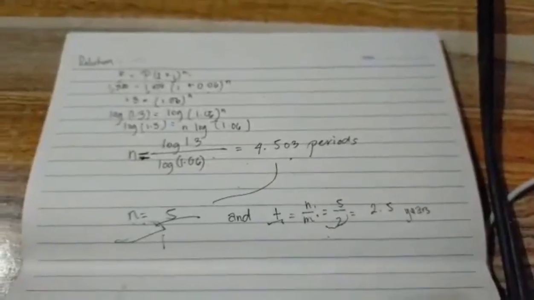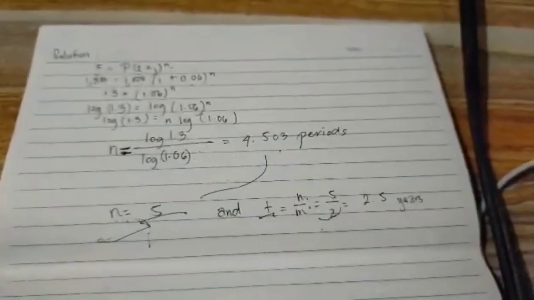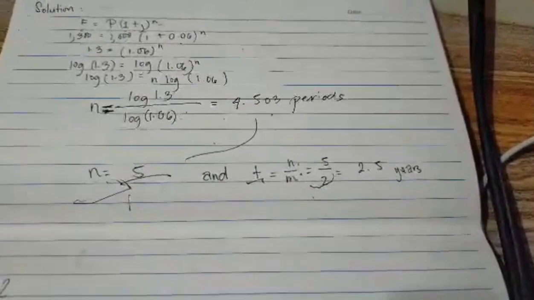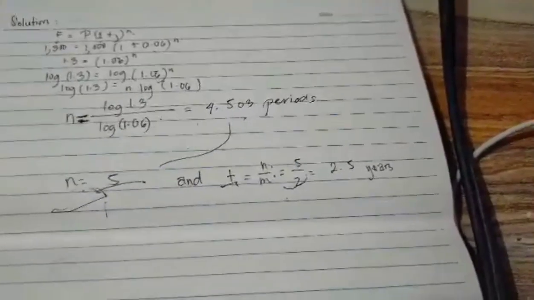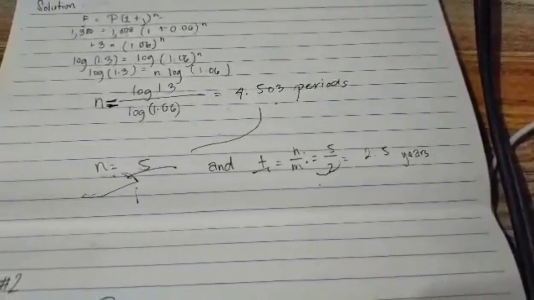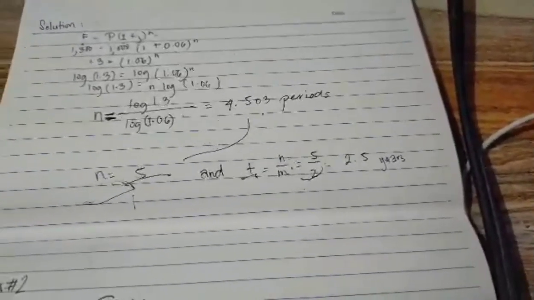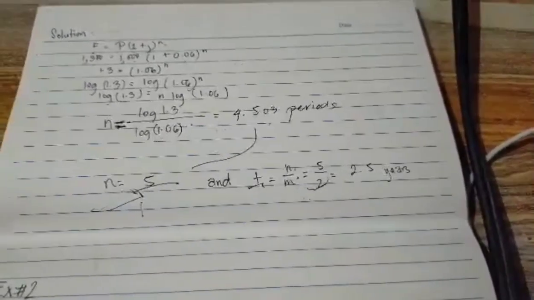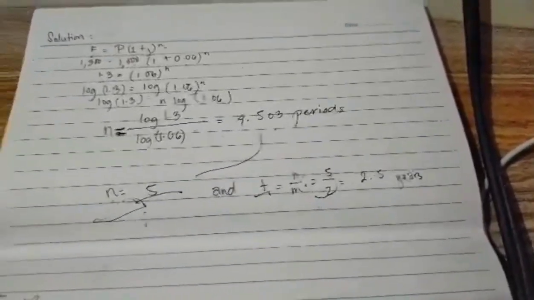Here is an example where we use the formula for finding the number of periods, which is denoted as N. So what we will do here is we will find the number of periods and the time. Since I've already substituted the given to the formula and used the calculator already, the value of N is 4.503 periods, which is then rounded up to 5. Now to find time, which is denoted as t, we can use the formula t equals N over m, by substituting t equals 5 over 2, which equals 2.5 years. So that's how you find the number of periods N and time.